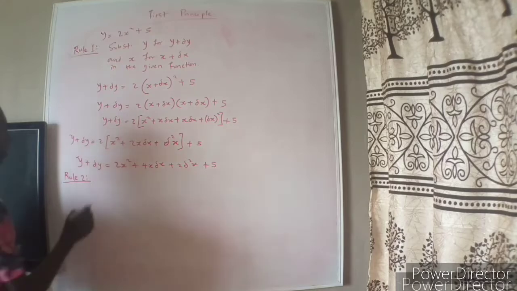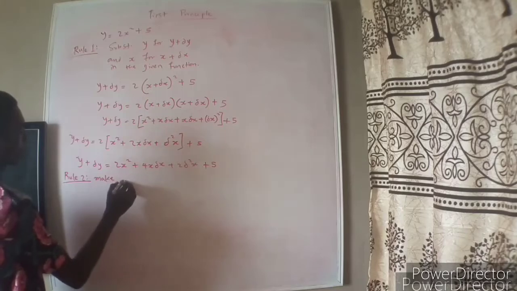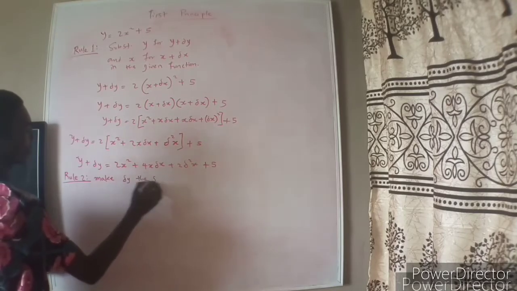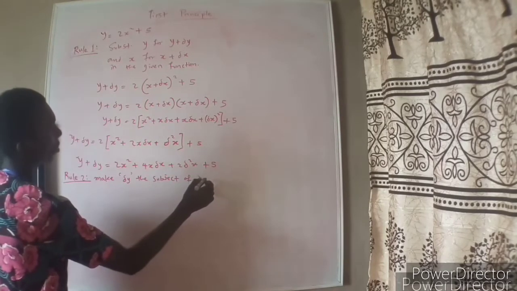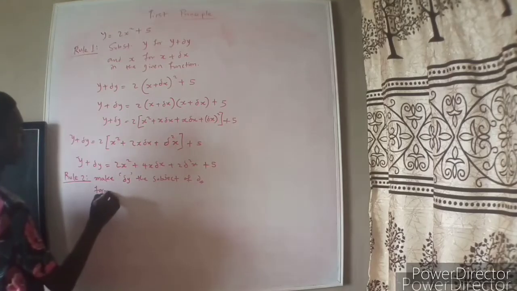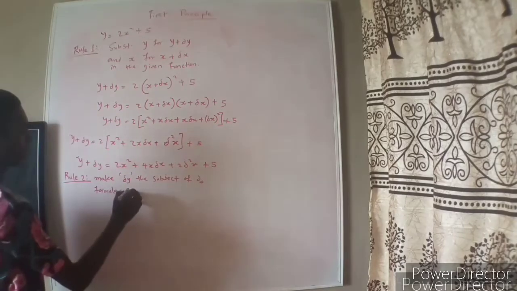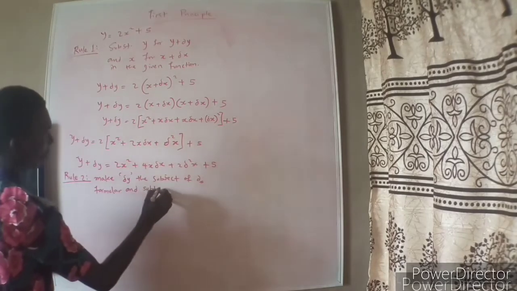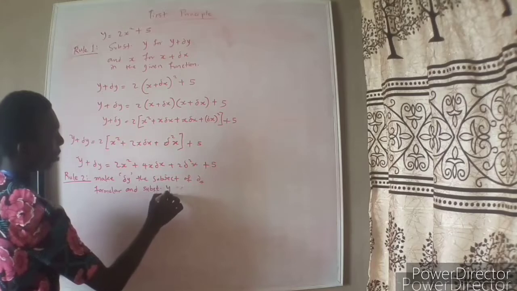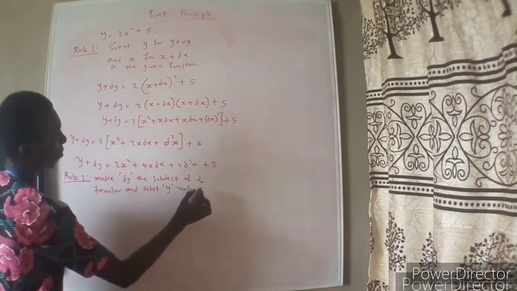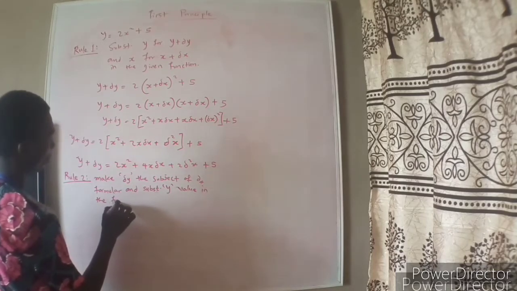Rule 2 now says make delta y the subject of the formula. So meaning my y will move there, right? Of the formula, and substitute y value in the function.